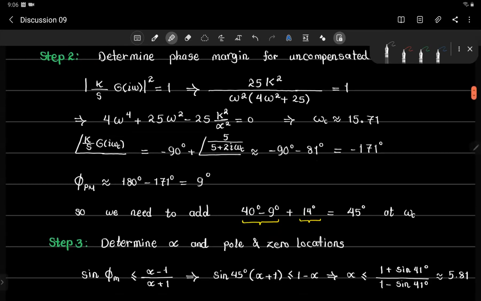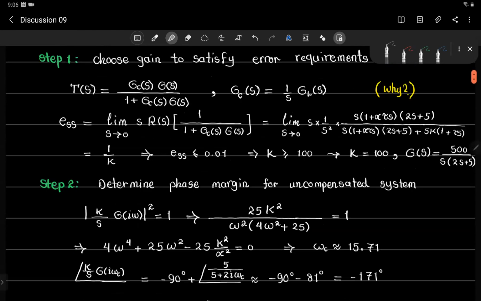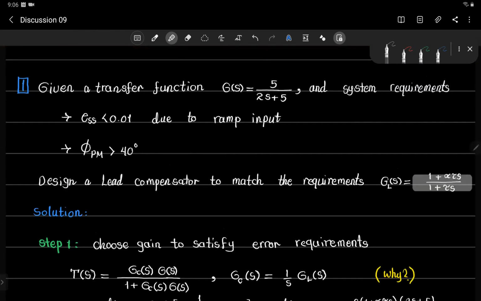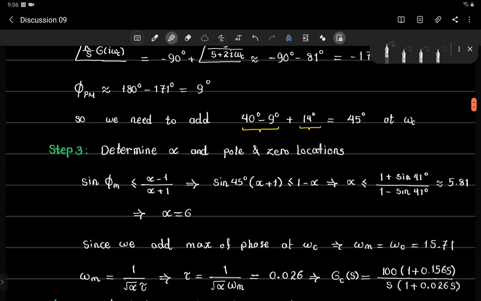The third step in the process is to determine alpha and the pole and zero locations. Recall that this is how we parameterized our lead controller after we picked the gain to satisfy the steady state error requirements. We have two constants to look for, alpha and tau. Then recall the formula that we used to find alpha. We want to add a phase of 45 degrees. If we solve this equation, alpha will be approximately 5.81, which we will take to be 6, just to make things simpler, and also to add some margin of safety.